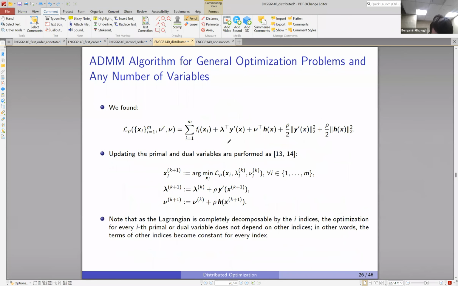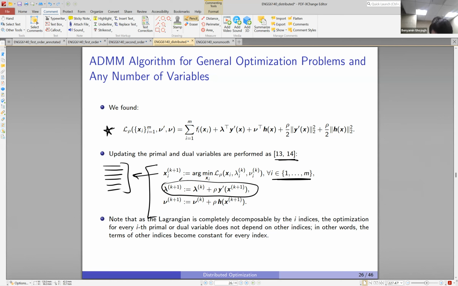Now we found this augmented Lagrangian. Updating the primal and dual variables is performed as this. Again, this is m equations, and I'm summarizing them in one line: x1 k plus 1, x2 k plus 1, and so on. So I'm minimizing the augmented Lagrangian with respect to xi. And each of these is for one of the inequality constraints, which we converted to equality constraints, and this is for the actual equality constraints, right?